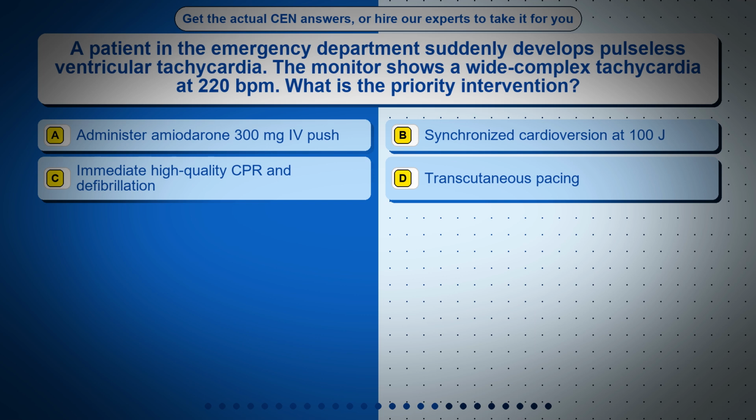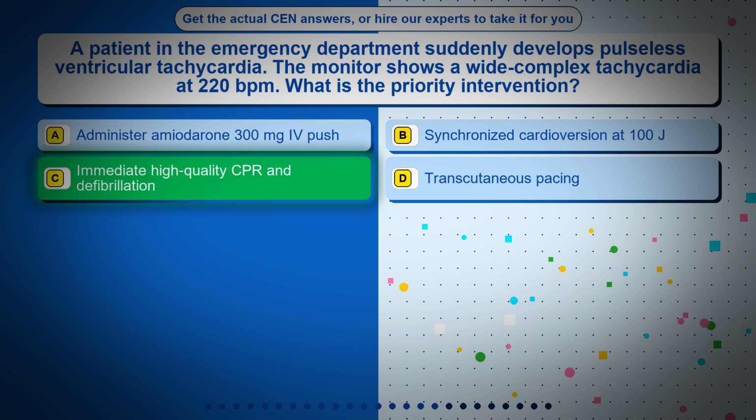Option A, administer amiodarone 300 mg IV push. Option B, synchronized cardioversion at 100 J. Option C, immediate high-quality CPR and defibrillation. Option D, transcutaneous pacing. The correct answer is option C, immediate high-quality CPR and defibrillation.